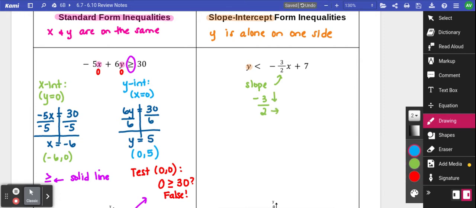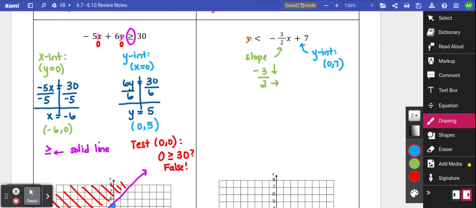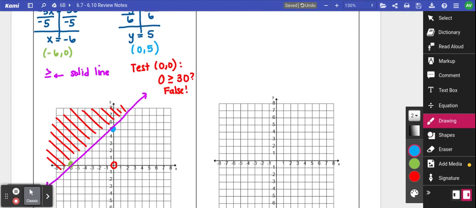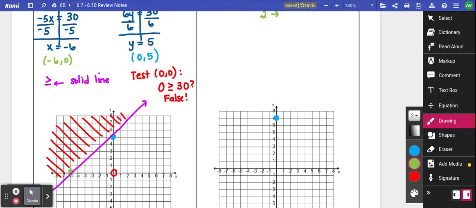Now, the number that does not have an x is the y-intercept. So the y-intercept of this equation would be (0, 7). Let's go ahead and add that information to our graph. So if I go to (0, 7), I'm now going to go down 3/2, down 3/2, down 3/2, until I fill in as many points as possible on this graph.